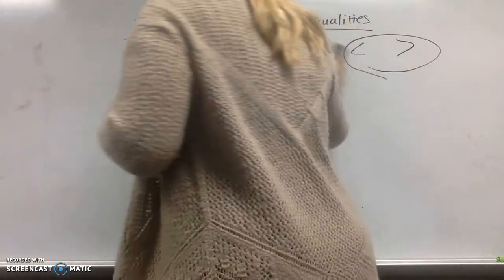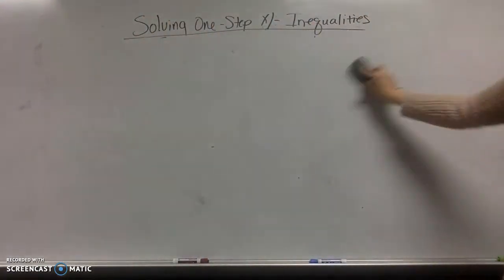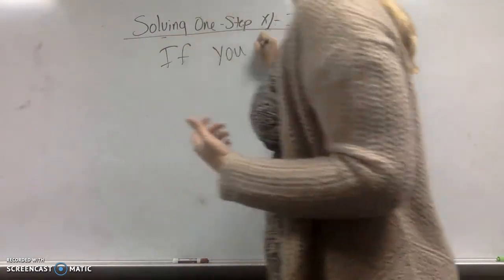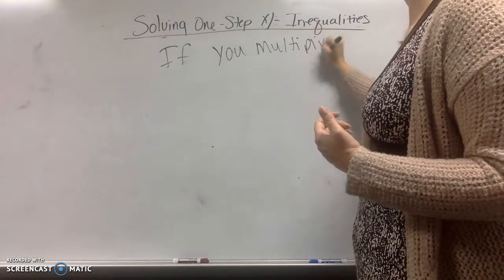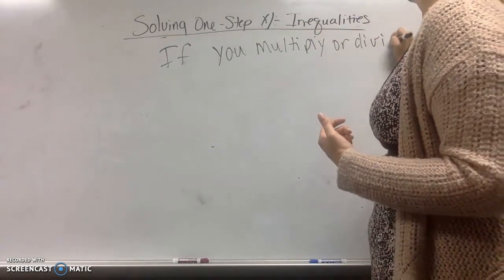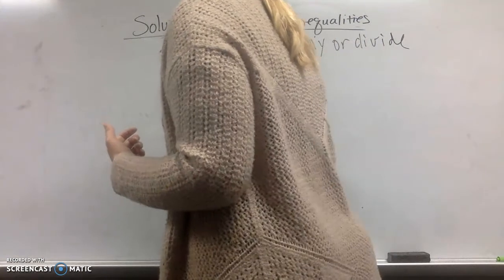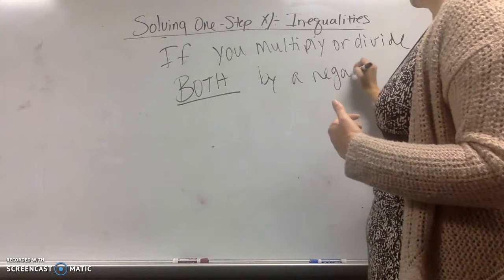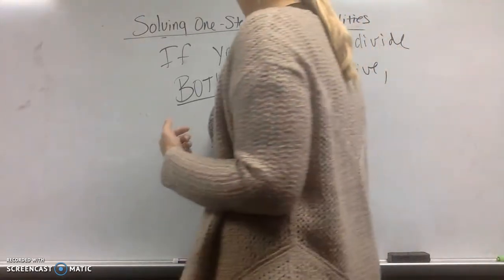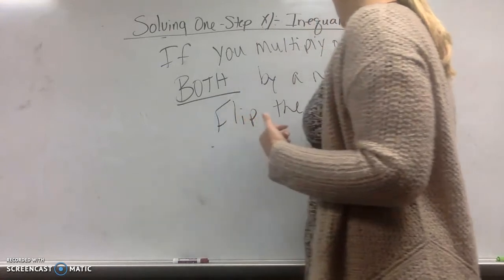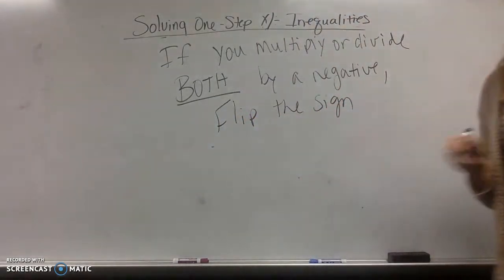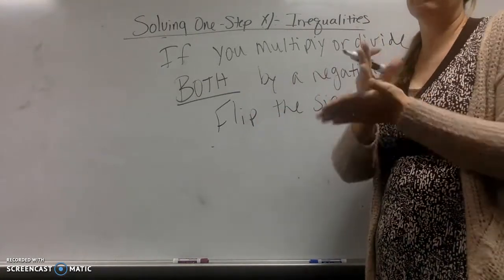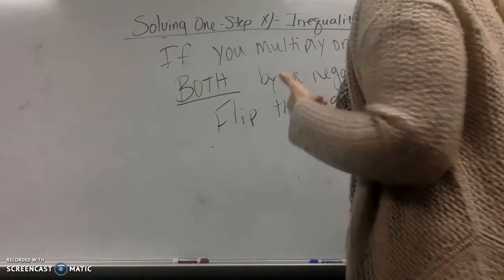Okay? So, yes, solving one-step multiplication and division inequalities are the same, except if you multiply or divide both sides by a negative, you have to flip the sign. Okay, so I did 2 examples at the beginning where I did not flip the sign. So we are not doing this all the time, only if we multiply or divide both sides by a negative.